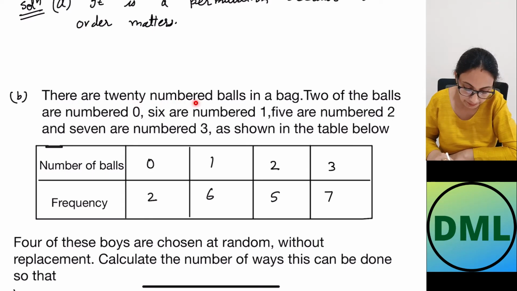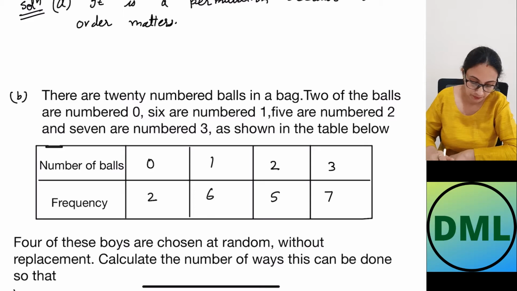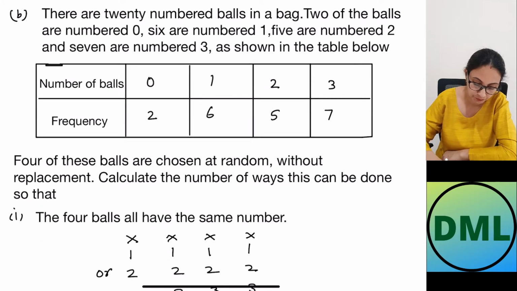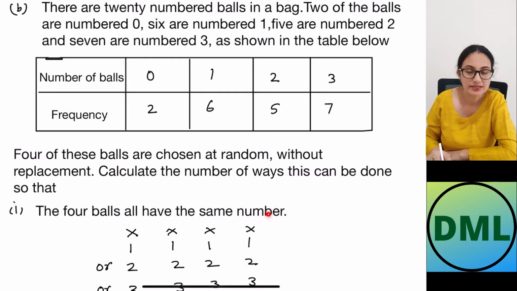There are 20 numbered balls in a bag. 2 of the balls are numbered 0, as you can see that number 2 is 0. 6 are numbered 1, 5 are numbered 2 and 7 are numbered 3, as shown in the table below. 4 of these balls are chosen at random without replacement. Calculate the number of ways this can be done so that the 4 balls have the same number.